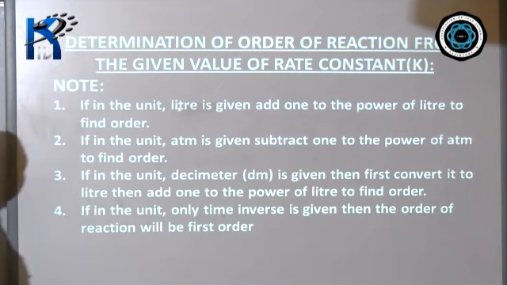If the unit liter is given, students, then what you have to do is add 1 to the power of liter to find the order. Similarly, if the unit atmosphere is given, subtract 1 from the power of atmosphere to get the order. And if the unit decimeter dm is given, first convert it to liter, then add 1 to the power of liter to find the order.